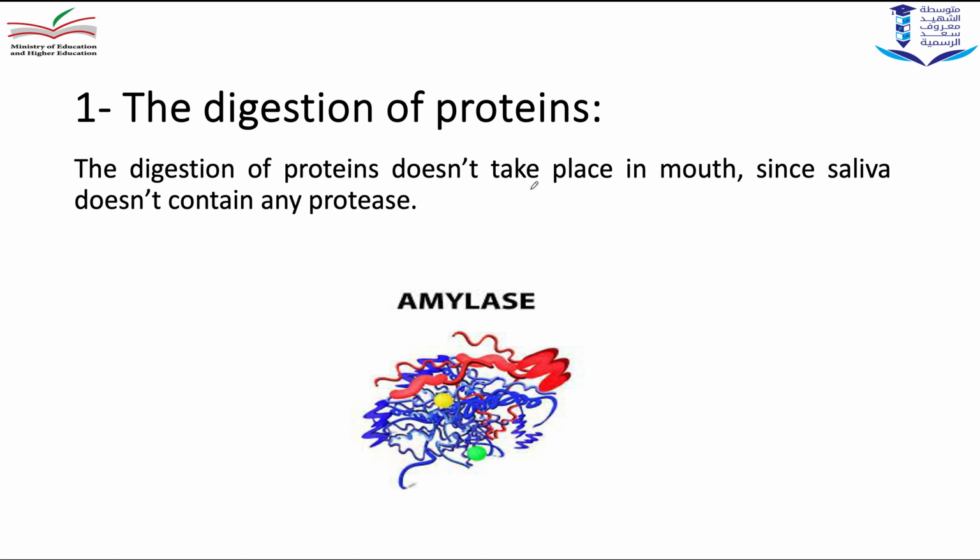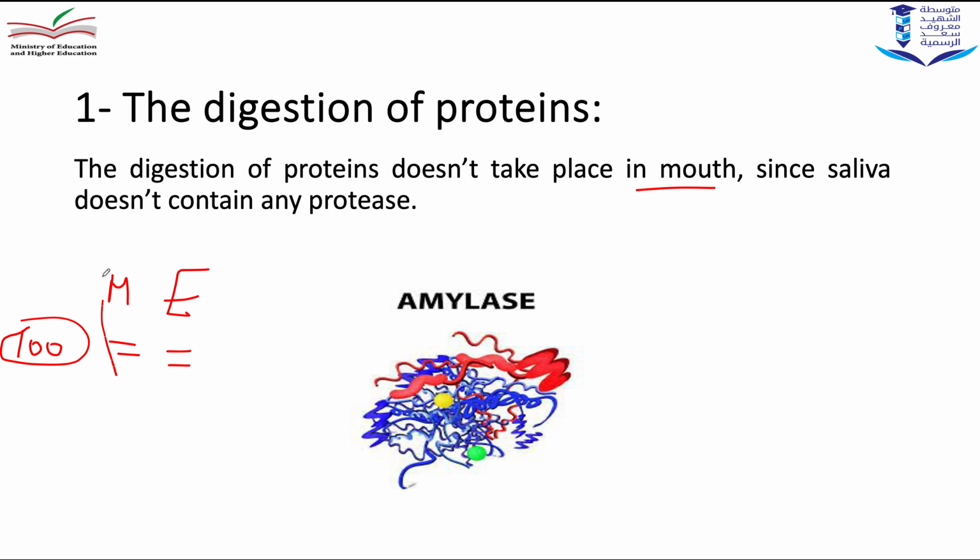The digestion of proteins doesn't take place in the mouth. So in the mouth, no digestion of proteins. If we want to measure the quantity of proteins in your mouth and also in your esophagus, it will stay the same. If I ingested, for example, 100 grams of proteins, this quantity will stay the same in the mouth and the same in the esophagus. Why? Due to the absence of protease secretion.